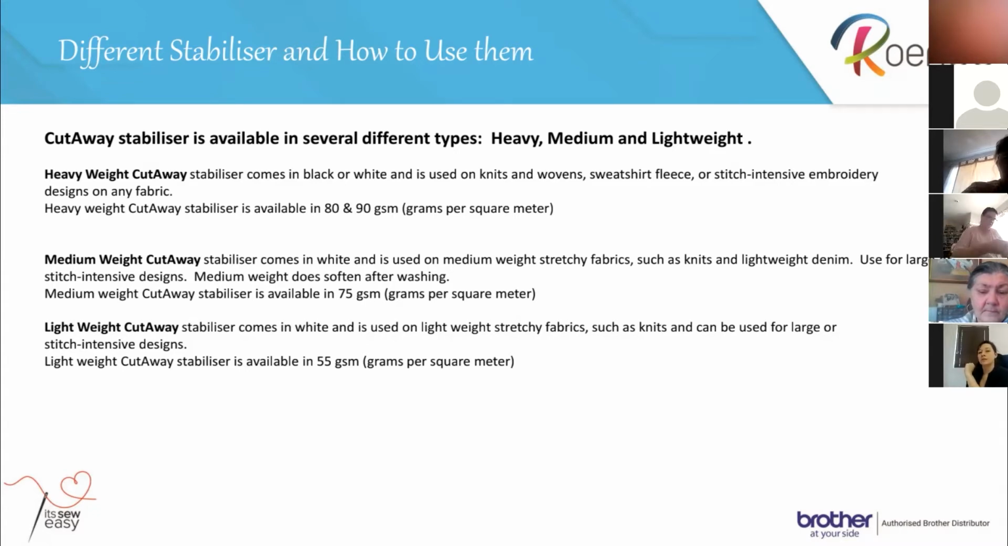that's very, very soft. You would not use that one. Okay. And this one is available in a 75 GSM, so grams per square meter. And then we have a lightweight Cutaway. I only have the one weight. I have the heavyweight Cutaway here. Let me quickly pull this one closer.